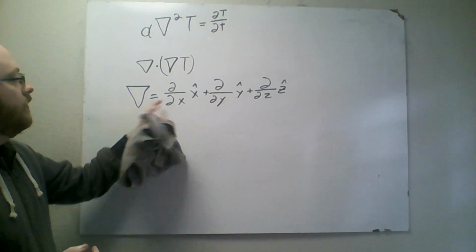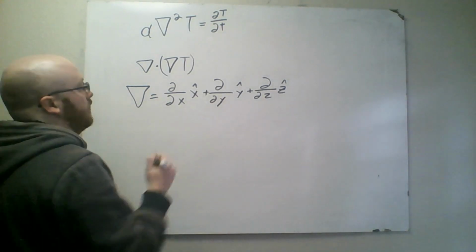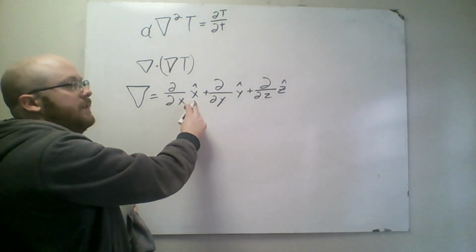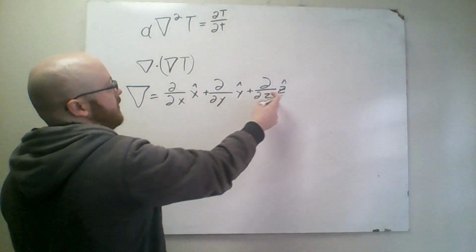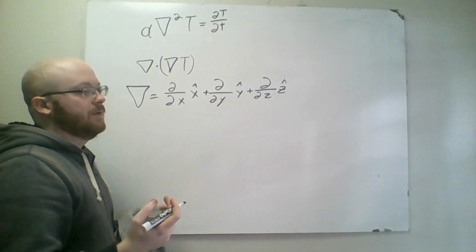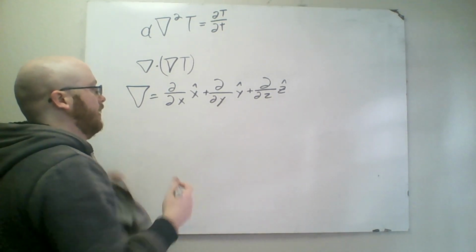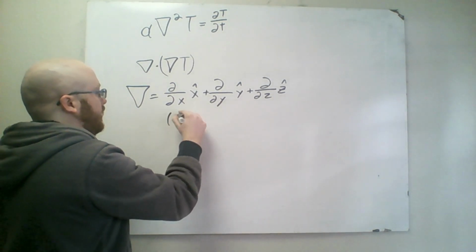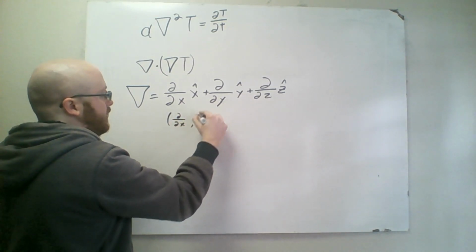And so if you apply this to T, well, this is the basis vector in the x direction, this is the basis vector in the y direction, this is the basis vector in the z direction. If you were to describe a vector like with parentheses, it would look something like this.